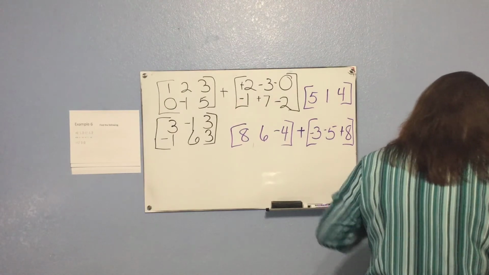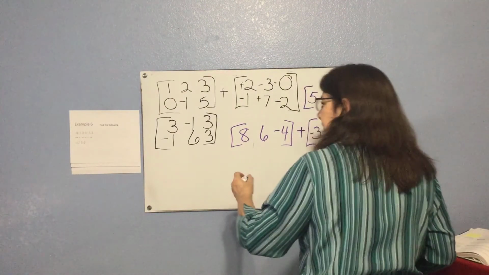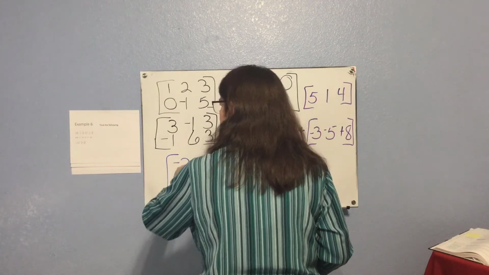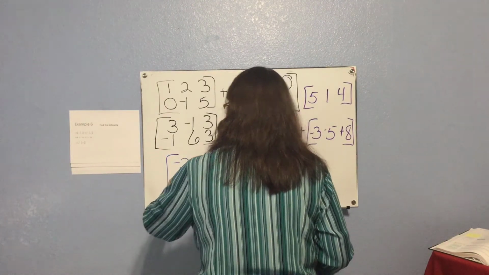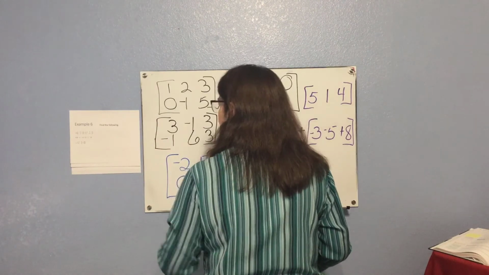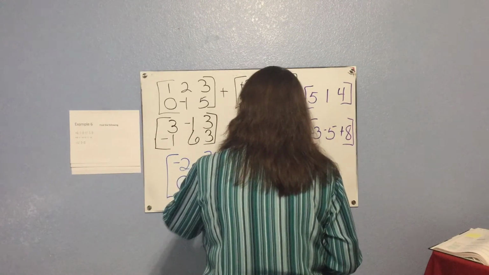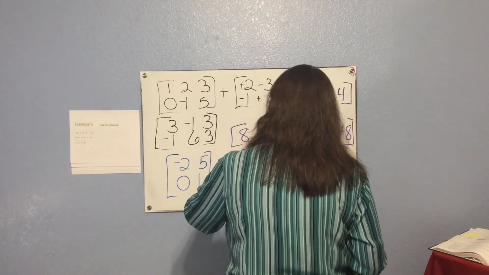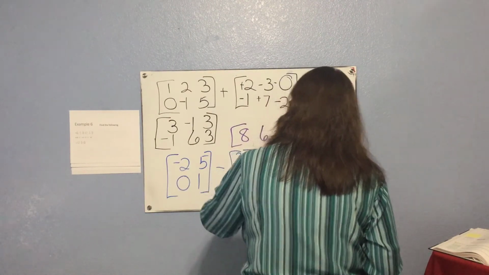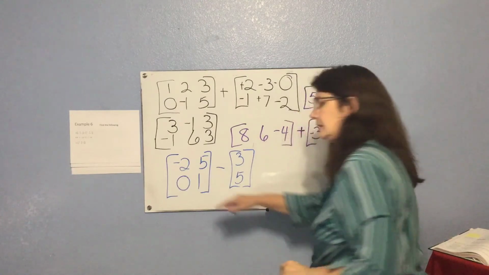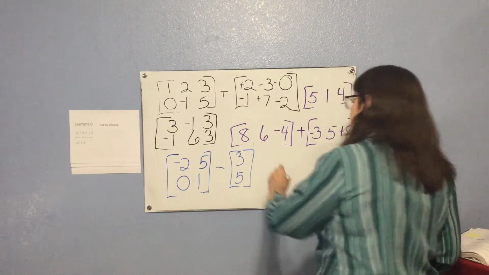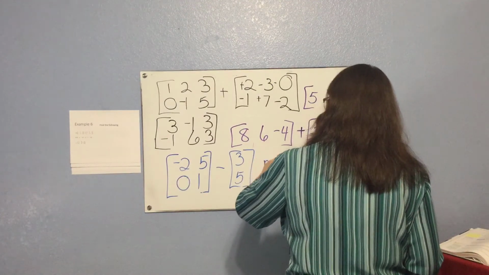And lastly, we'll do a square matrix minus a small column matrix. But just as with addition, if the matrices do not match in dimensions, then subtraction is not possible.